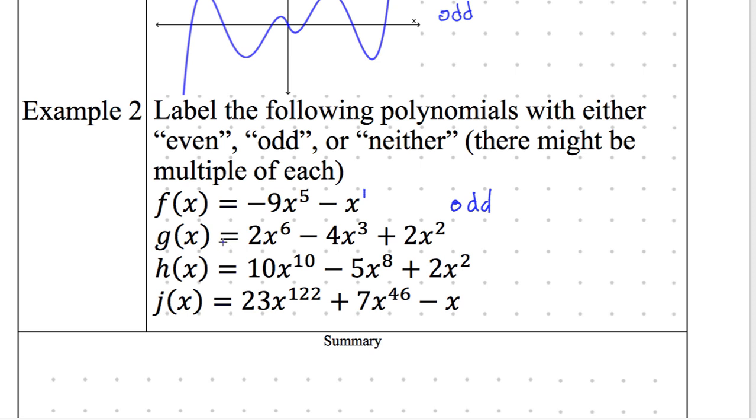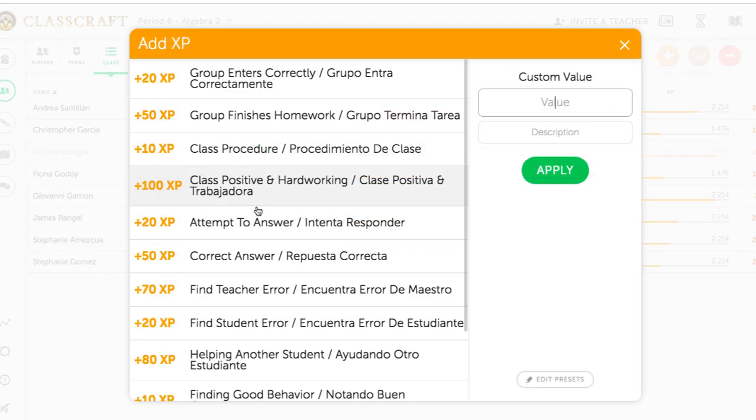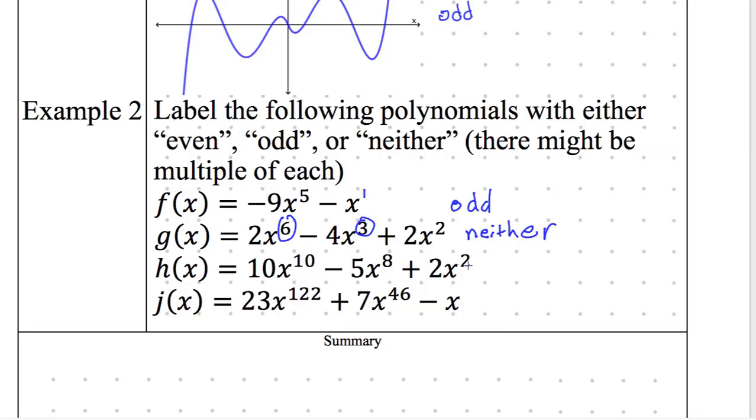Next equation. Next equation. James. No? Is that a hand? No. Gio. Neither. That's correct. Because we have a mixture of even and odd exponents. It can't be either one, so it's neither. So thank you, Gio. And second to last, H.